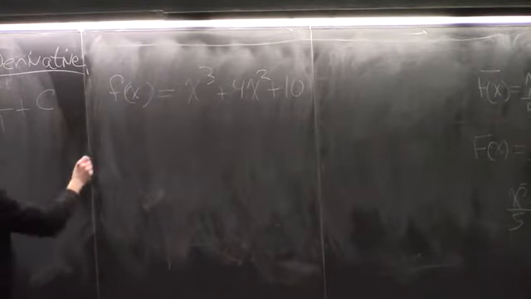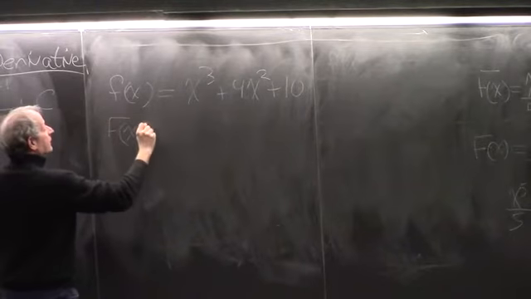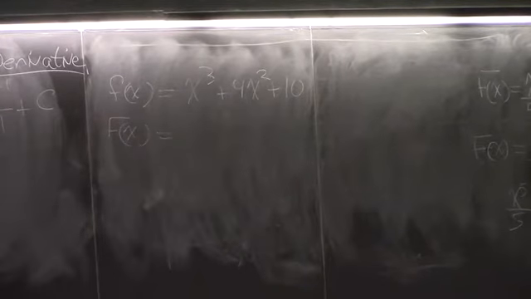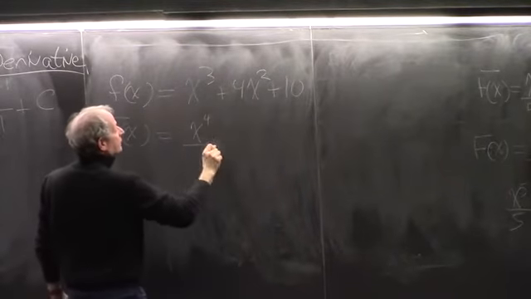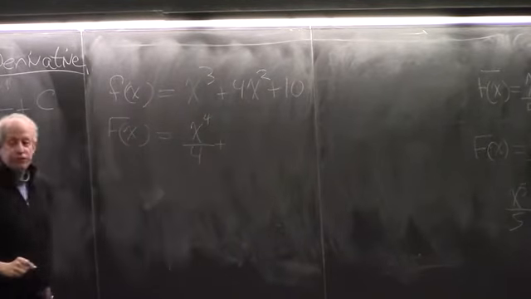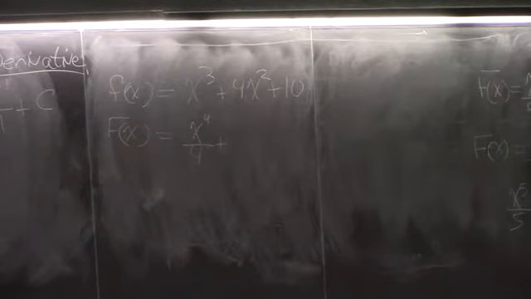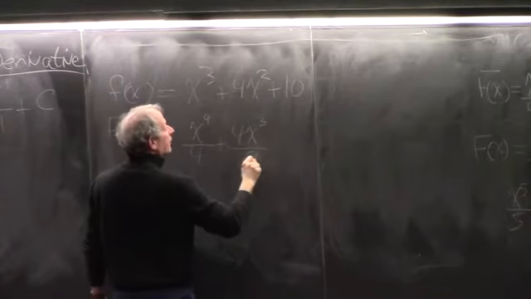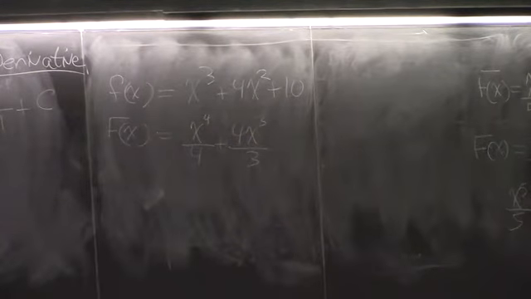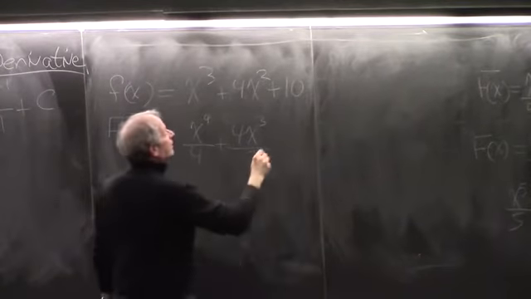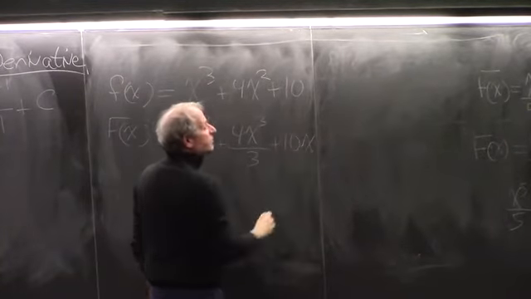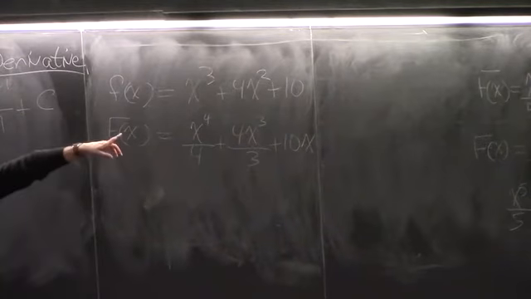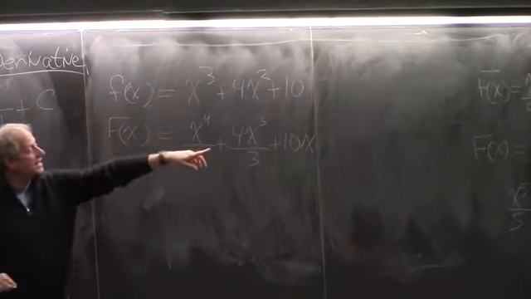Well, do the antiderivative of x cubed: raise the power by 1, get x to the fourth, divide by the new power. Do 4x squared: raise the power by 1, get 4x cubed, divide by the new power. And 10 would be 10x, because what's the derivative of 10x? It's 10, right? And then plus c.